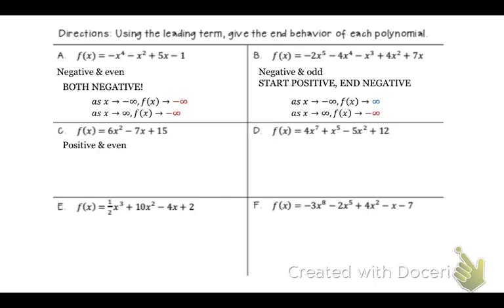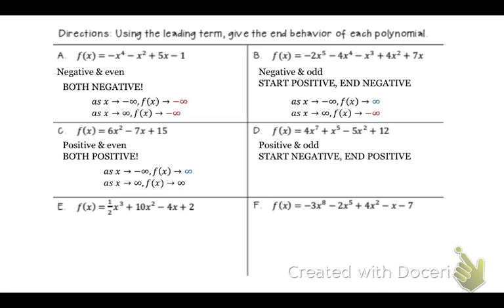This one, this is positive and even, which means they are both positive. So then as x goes to negative infinity, f of x goes to infinity. And as x goes to infinity, f of x goes to infinity. This one is positive and odd, so that means you start negative and end positive. So this is going to be as x goes to negative infinity, f of x goes to negative infinity. And then as x goes to infinity, f of x goes to infinity.